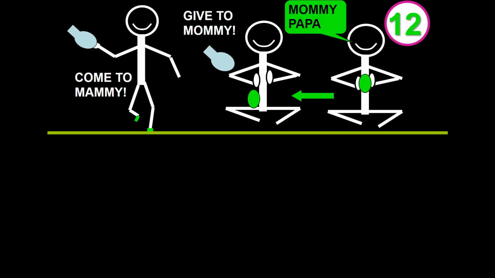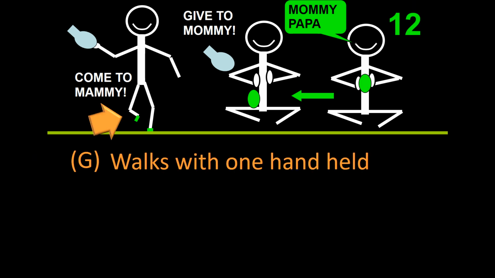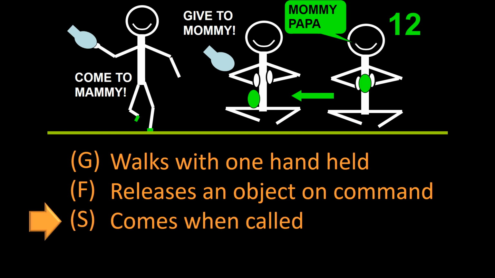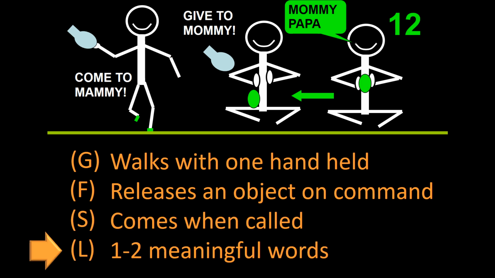At 12 months, the developmentally appropriate infant should, in the gross motor area, walk with one hand held. In the fine motor area, release object on command with or without gesture. In the social area, come when called. And in the language area, use 1 or 2 words in the correct context.